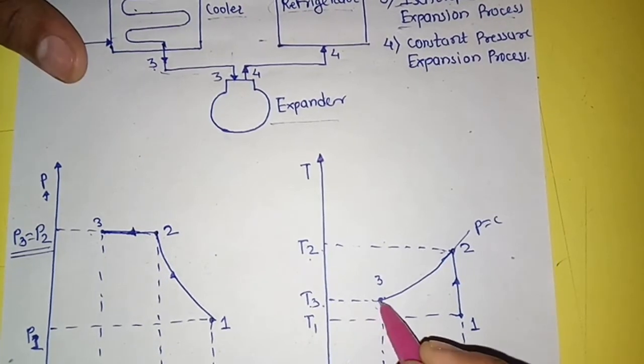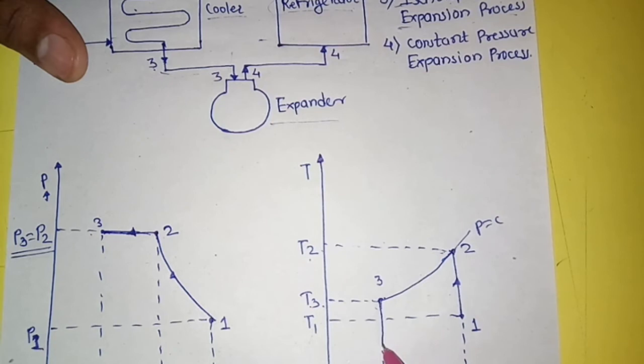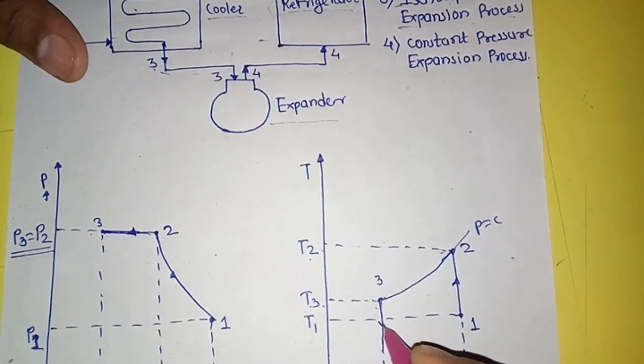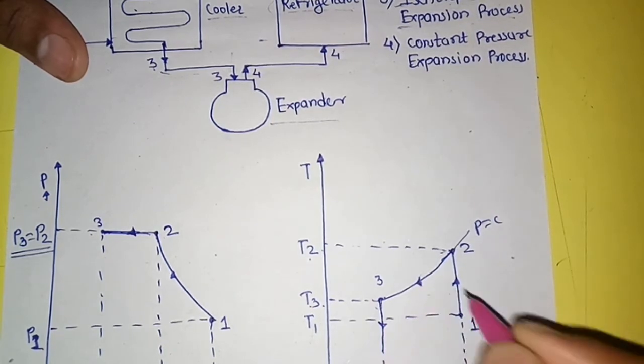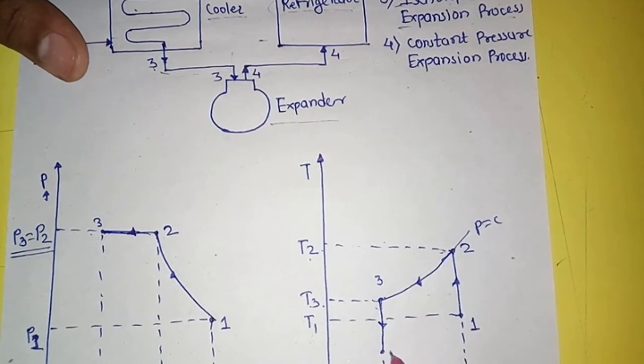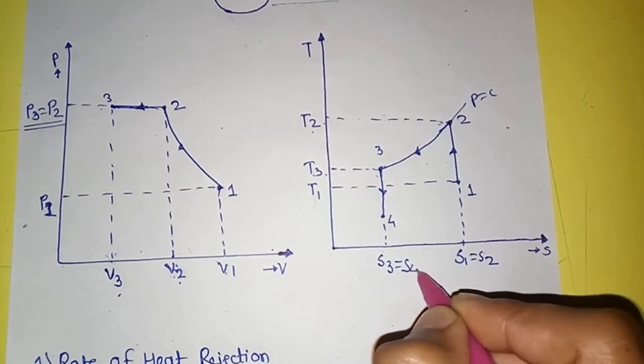So, draw the vertically downward line up to point 4 because the entropy of the process is constant. S3 is equal to S4.